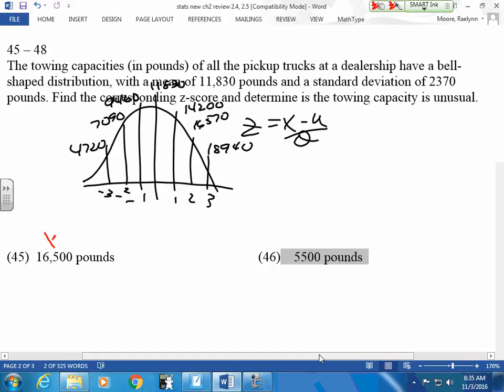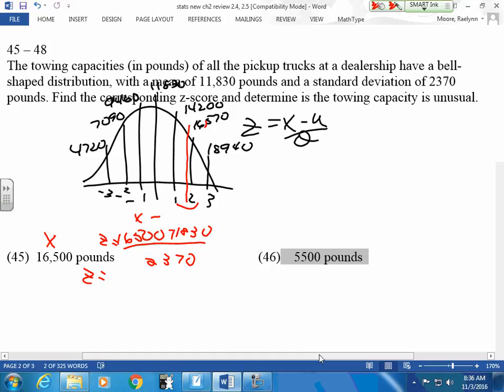If this is going to be my X value, 16,500, I notice it falls right before this guy. So I know my z-score is going to be positive, right? And I know I'm going to subtract, therefore, my larger one, which is my X value, minus my smaller one, which is my mean. Because I need that to be positive, and I'm going to divide it by my standard deviation. This is going to give me my z-score exactly. And I should see my z-score come between 1 and 2.